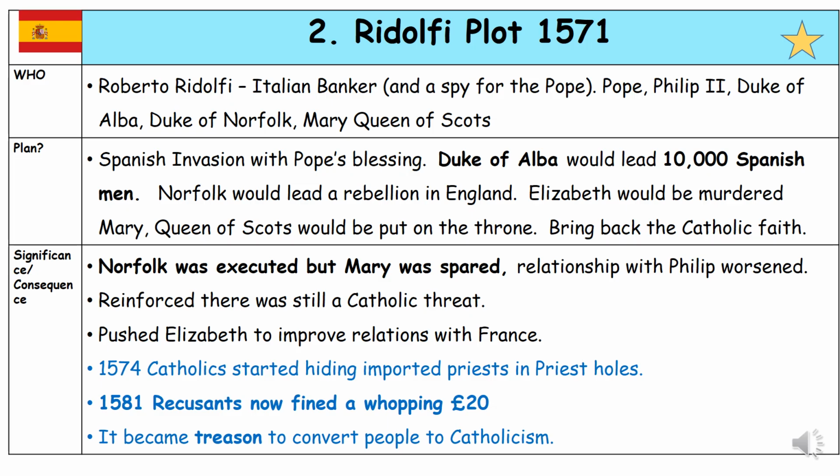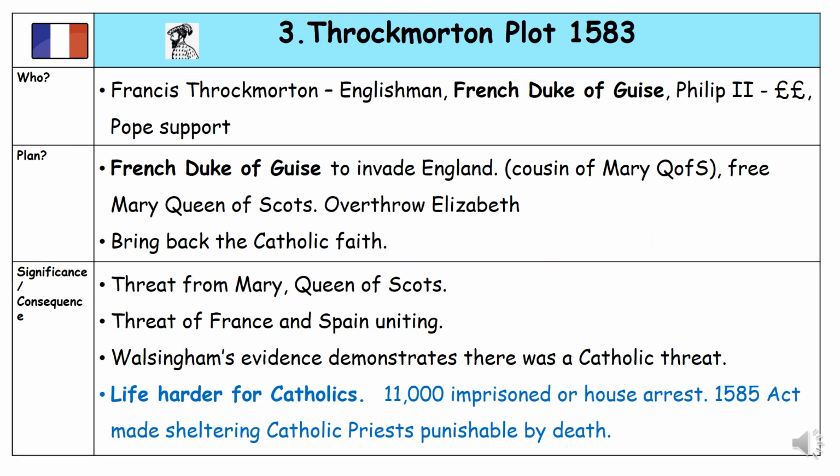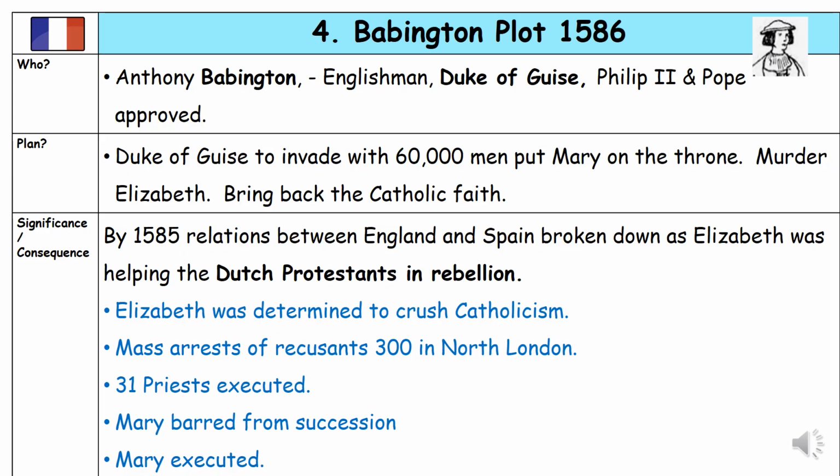Further, I will just leave the 3 plots here, just as a reminder to you that all of these plots involve the Spanish in some way, whether it be the Duke of Alba leading an army or Philip perhaps providing monetary or military support to an invasion. I'll just leave this one here for you too, followed by our Babington plot as well, and by the time this one takes place, things between England and Spain have completely fallen to pieces.